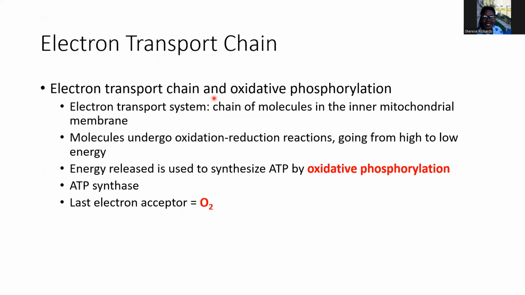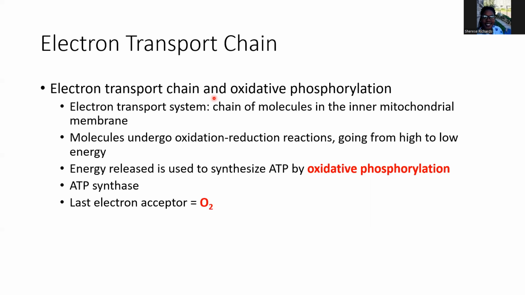So let's talk about exactly what's happening with the electron transport chain. So we have the mitochondria. This is where this is taking place. We have two layers to the mitochondria. There's an inner mitochondrial membrane, and there is an outer mitochondrial membrane. And across that inner mitochondrial membrane is where we have these electron transporters.